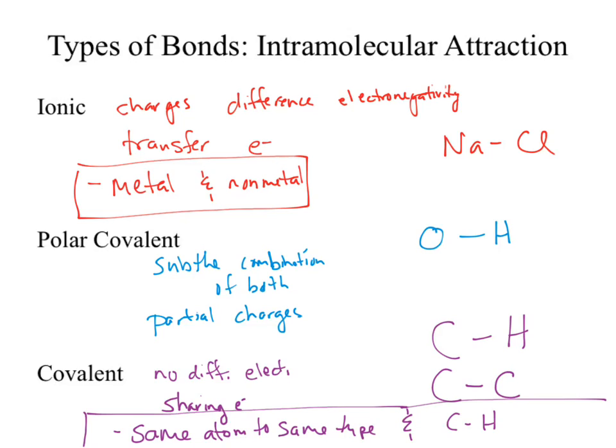So if it's a nonmetal and a nonmetal, that classifies it under the covalent bonding rule. But we have two types of covalent bonds, polar covalent and nonpolar covalent. So OH is a covalent type bond, but what makes it polar covalent as opposed to nonpolar covalent, or the lazy way of just calling it covalent? What's that difference?